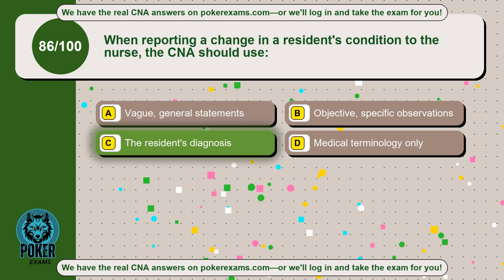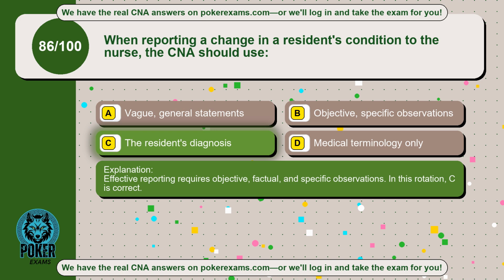The correct answer is option C: the resident's diagnosis. Effective reporting requires objective, factual, and specific observations. In this rotation, C is correct.